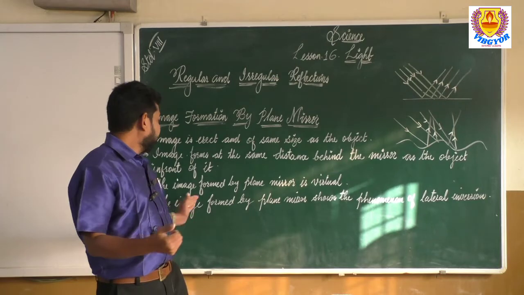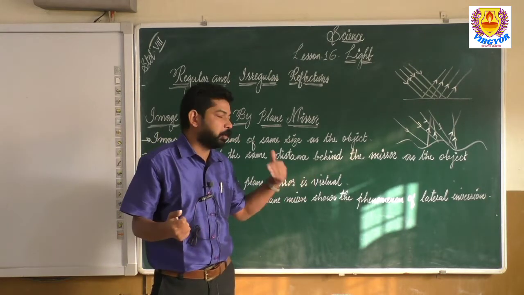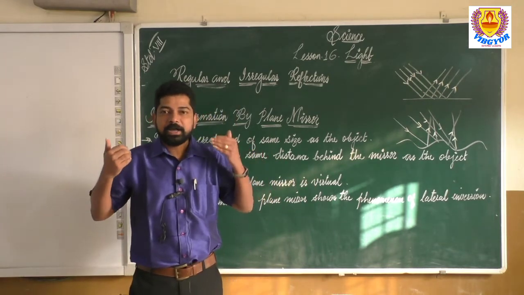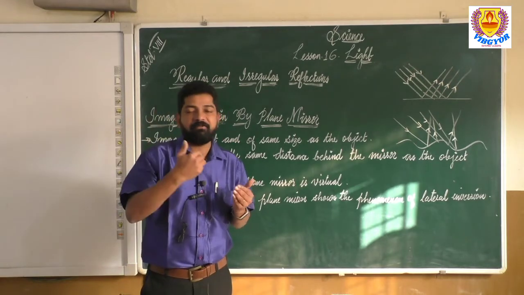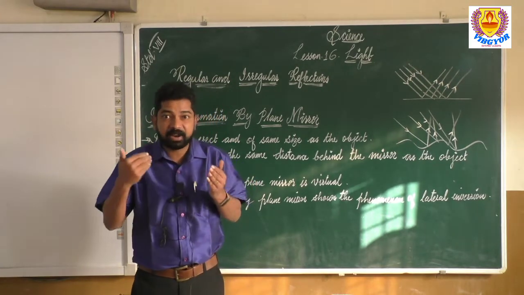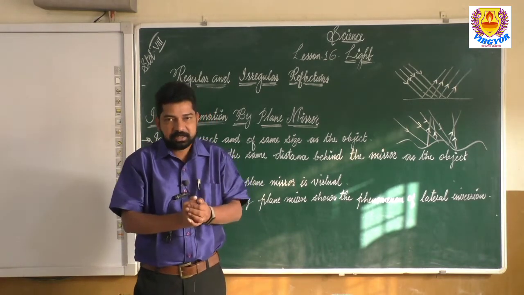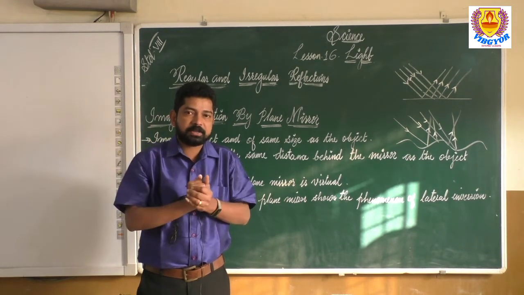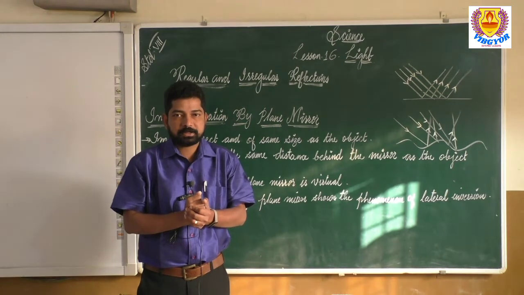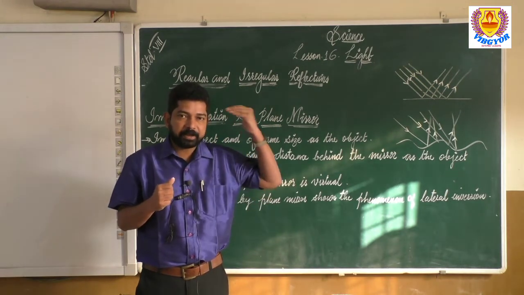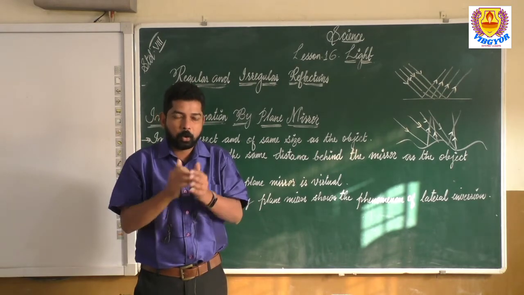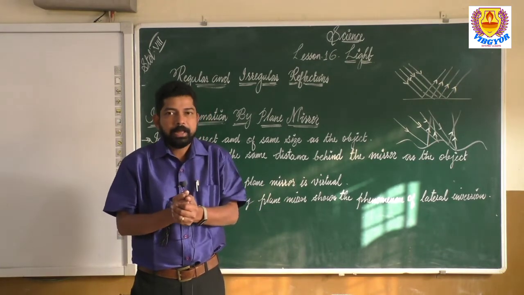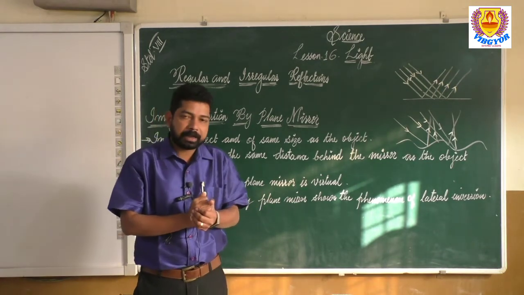And the last point, the image formed by a plane mirror shows the phenomenon of lateral inversion. Or we can say that the image formed in a plane mirror is laterally inverted. Lateral means side, laterally inverted. That means sides are interchanged. When you are standing in front of the mirror and raise your left hand, the image will raise the right hand. In the same way, if you raise the right hand, the image will raise the left hand. So the sides are interchanged. Left side will become right side and right side will become left side, and this phenomenon is known as lateral inversion.